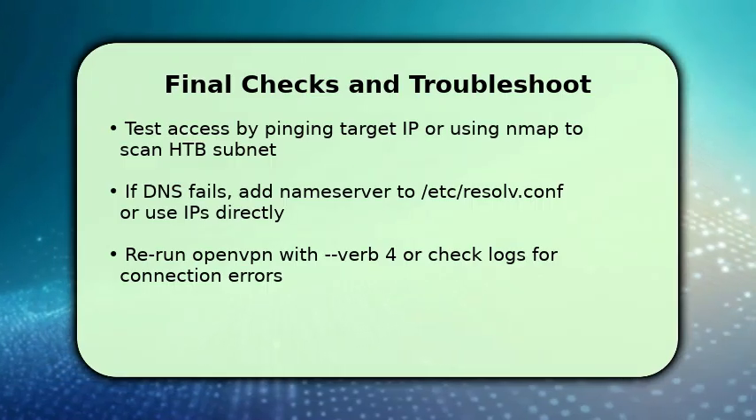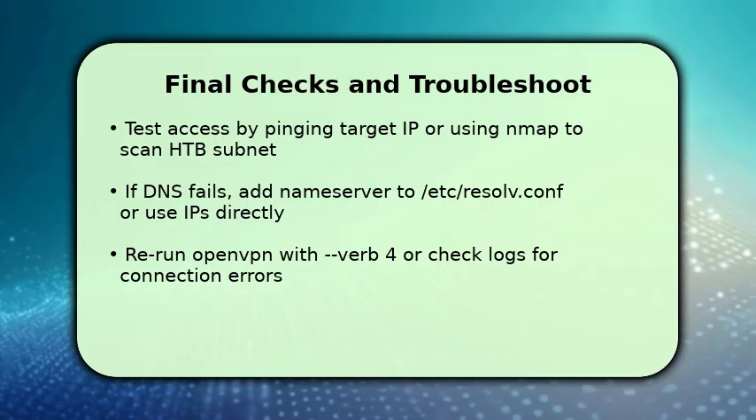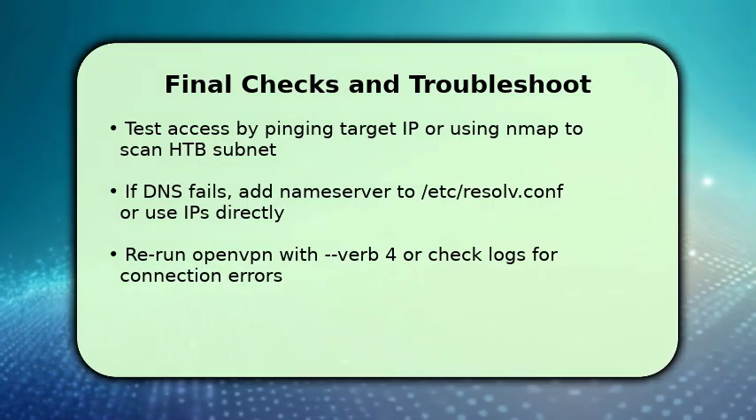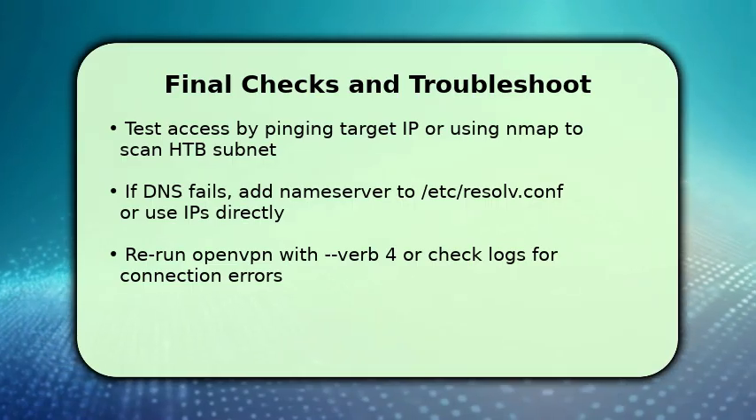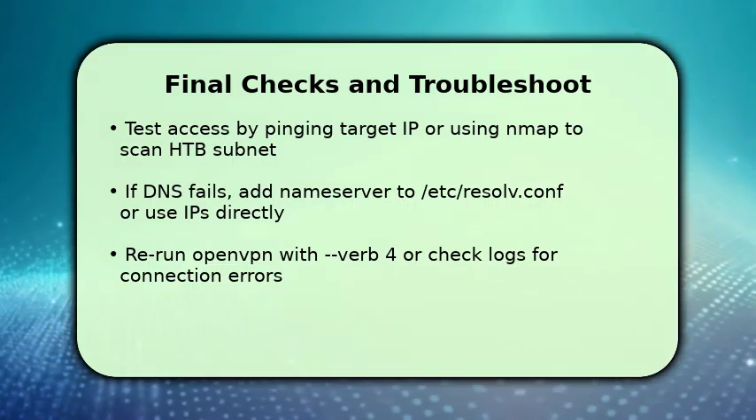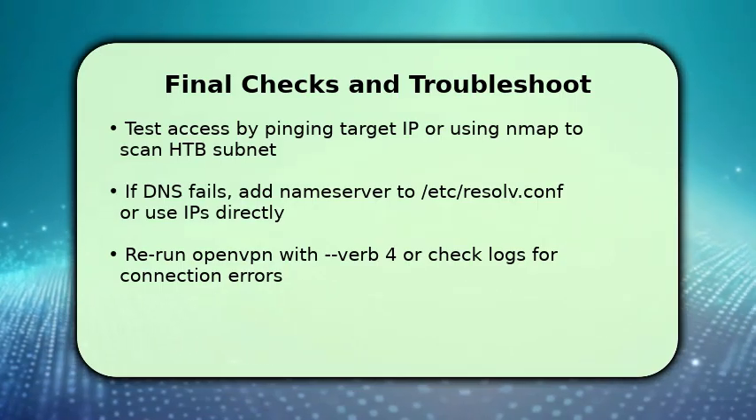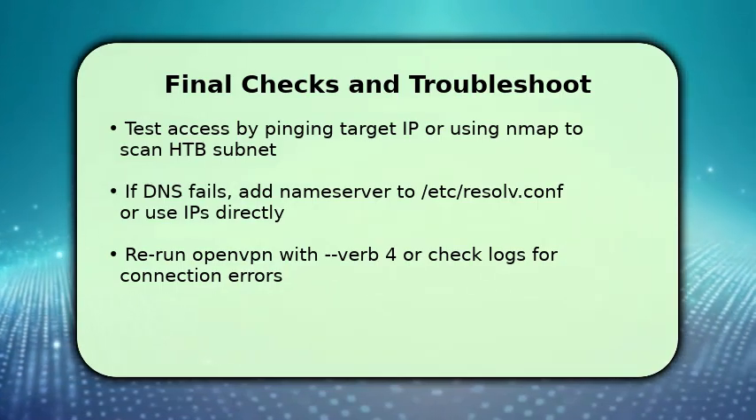If something goes wrong, increase verbosity with verb 4 and inspect the logs for TLS/auth or routing errors. Common fixes are incorrect OpenVPN path, expired token, or firewall blocking UDP/TCP. Once resolved, you're ready to start your HTB tasks securely.